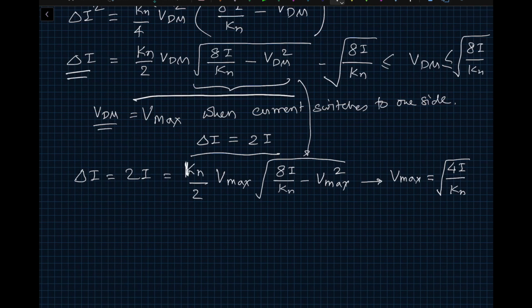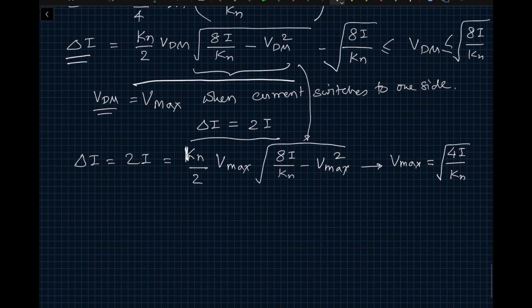So if Vmax is equal to this value, then your current will be completely switched to one side. I will leave that to you for exercise, and it should be fairly straightforward. What this is telling me is that I can use this further substitution. I will get Vmax square is equal to 4I by Kn, and then I can say that Kn will be equal to 4I by Vmax square. This is something that I'm going to use a little bit later.